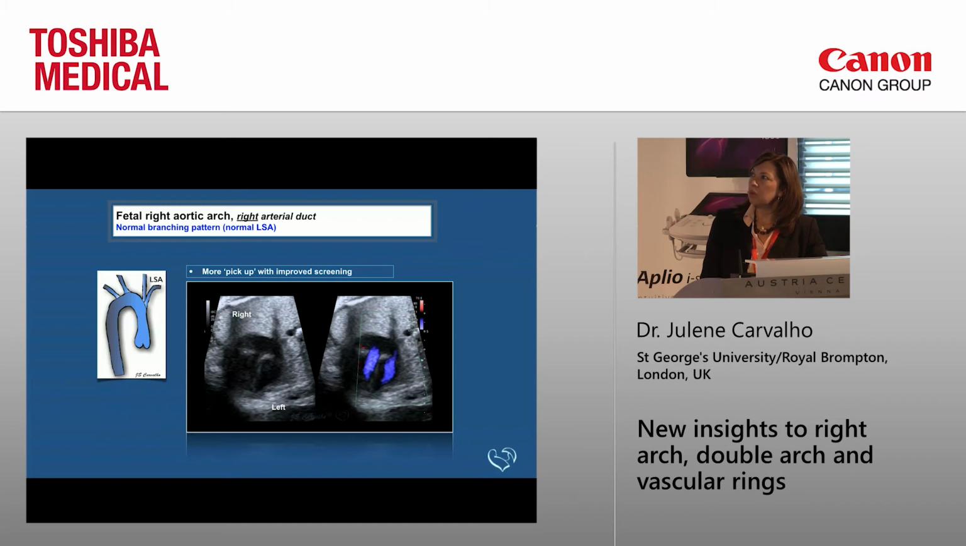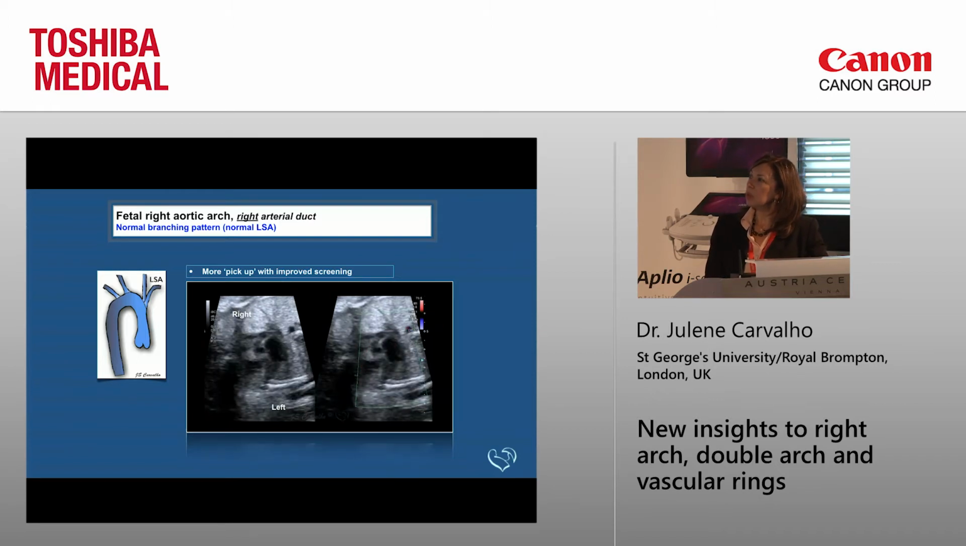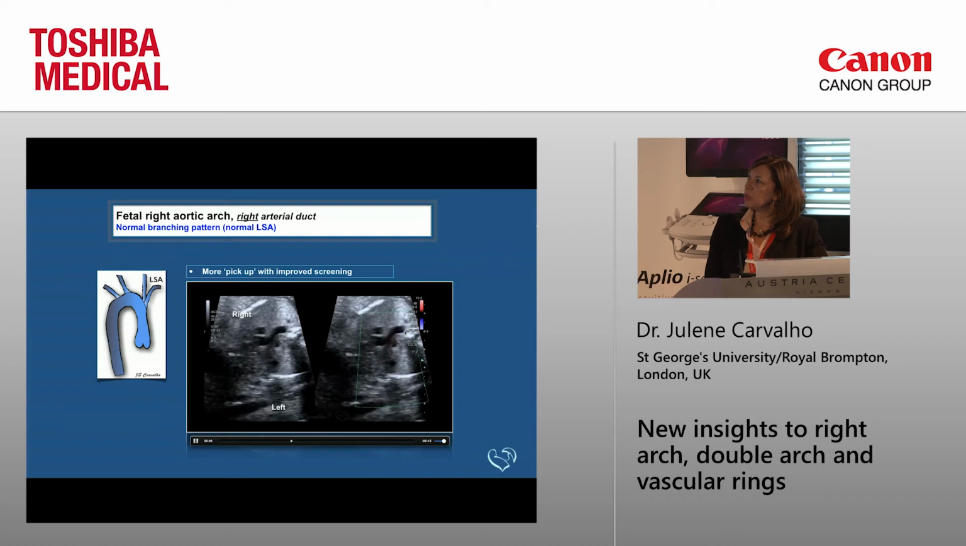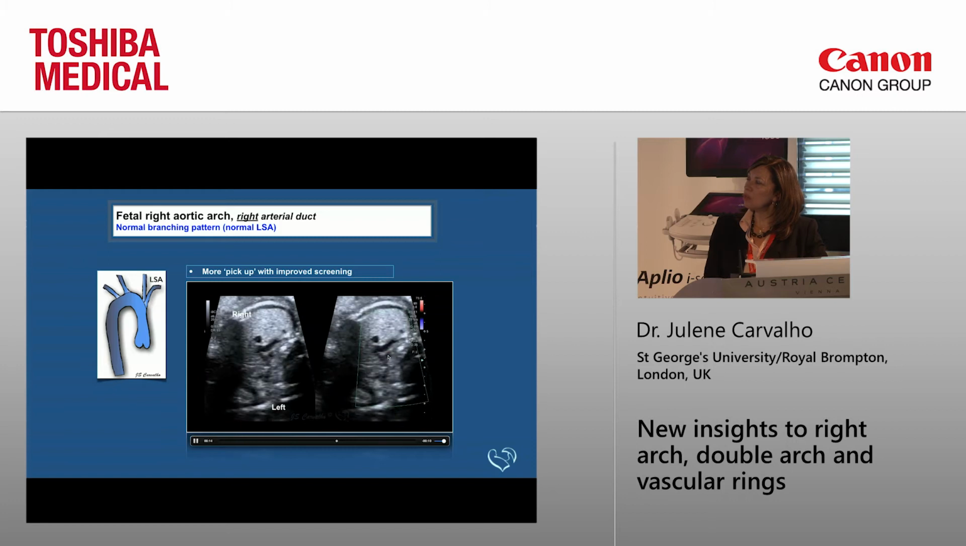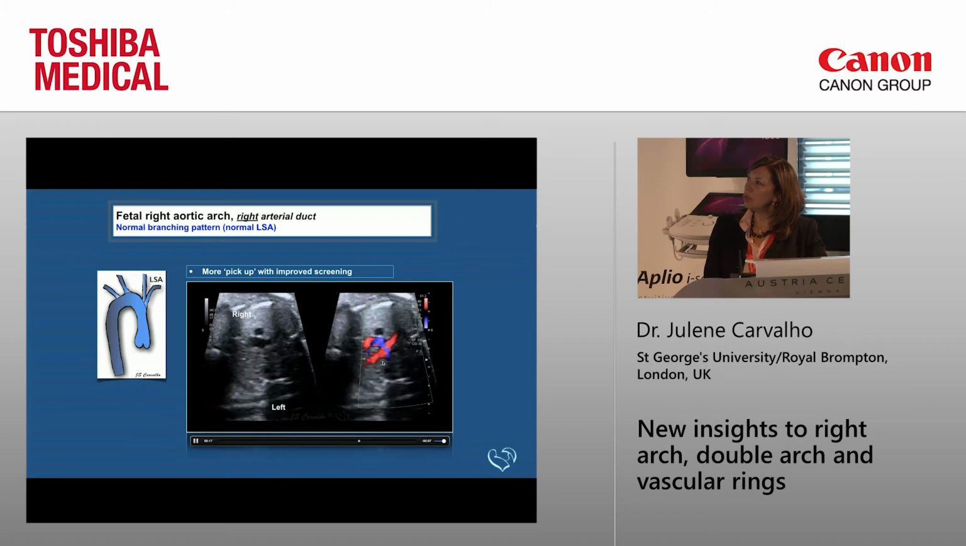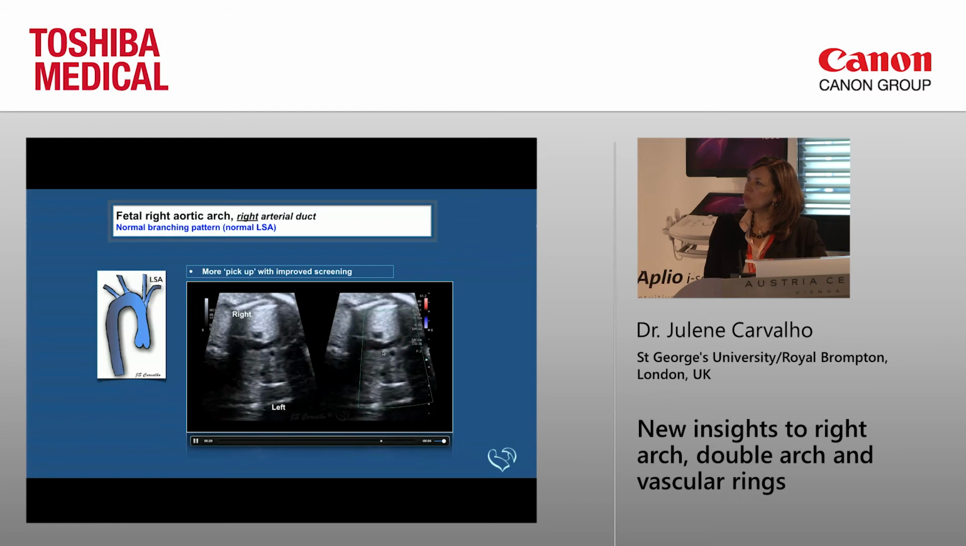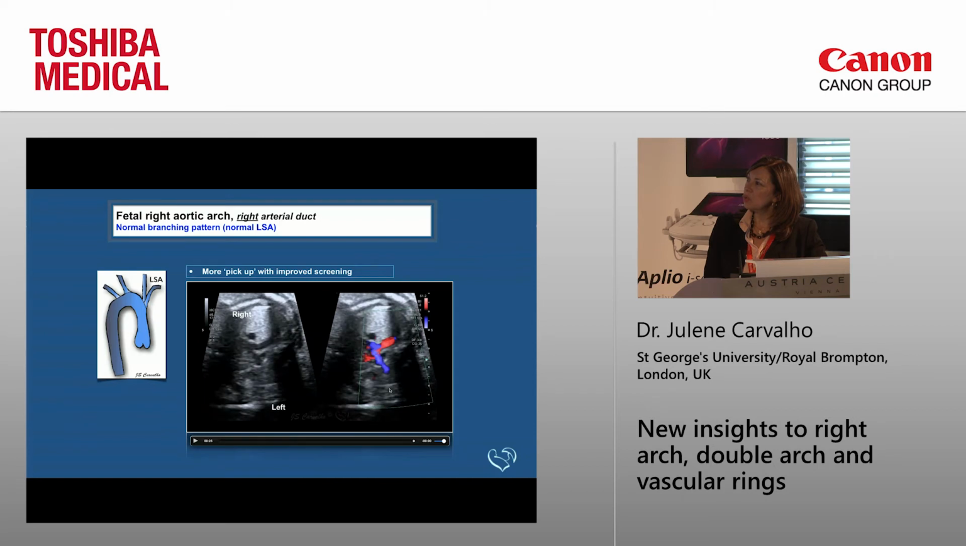Now we can have as well a right aortic arch and a right-sided arterial duct. So quite a lot of combinations. And this is also being picked up more because of the improvement in screening. As we move up towards the upper mediastinum, you see here both the aortic arch and the ductal arch to the right of the trachea, and if you follow through, you get the branch of the aorta coming here towards the left and going towards the left arm. So this is a right arch with a right duct and a normal origin of the left subclavian artery.